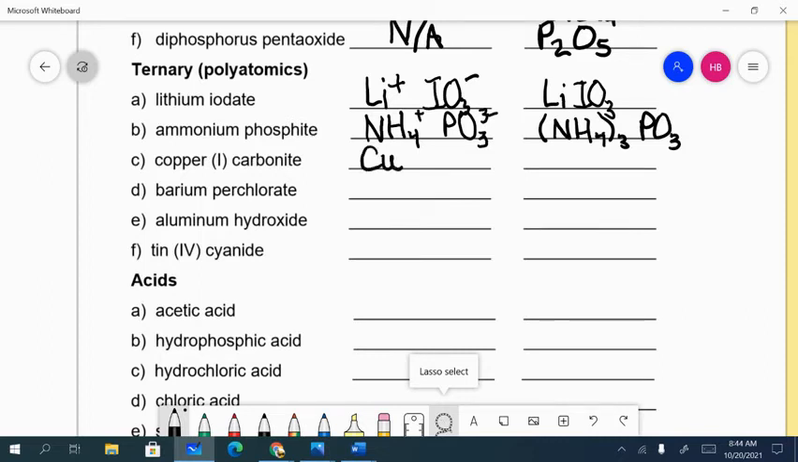Copper's charge, again, is given by the Roman numeral of +1, and carbonite is a -2. So I'm going to have 2 coppers, or I can think about dropping carbonite's charge down like such. Remember, compounds are always neutral. Barium is 2 plus, and perchlorate is 1 minus. So I'm going to need 2 of the 1 minuses to balance out that 2 plus.